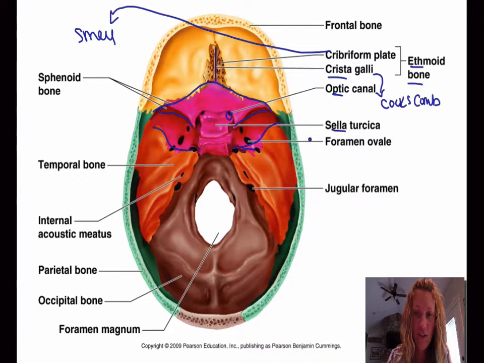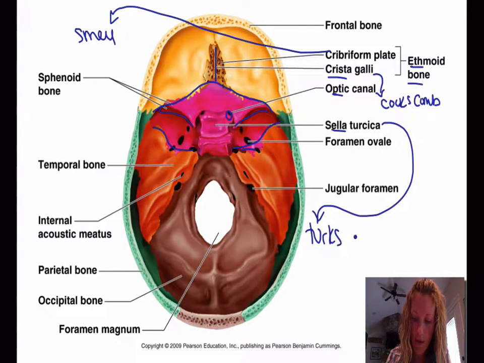The sella turcica, what bone is this? Sphenoid. Okay, the sella turcica is sometimes called the Turk's saddle. I better write that also. And then this is going to be where the pituitary gland sits. So the pituitary gland is right there.